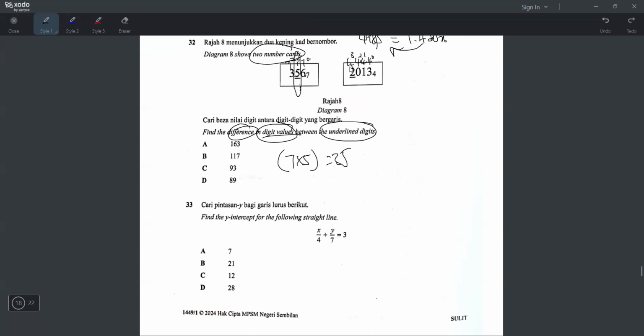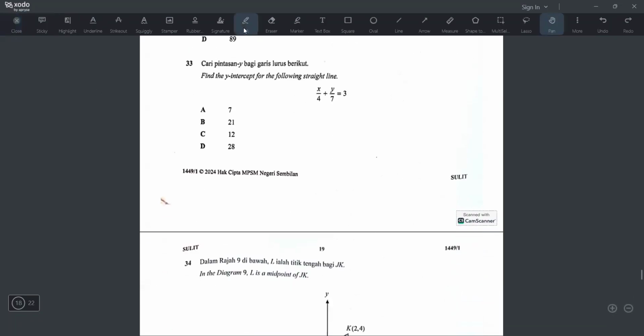And then this one also the same, just for the underlying digit only. 4 power 3 times 2. Okay, you'll get 128. And then take the difference: 128 minus 35, right? I think you will get 93. So C is your answer. Okay, so very easy. Let's continue.